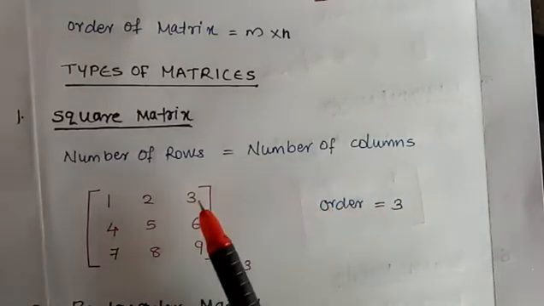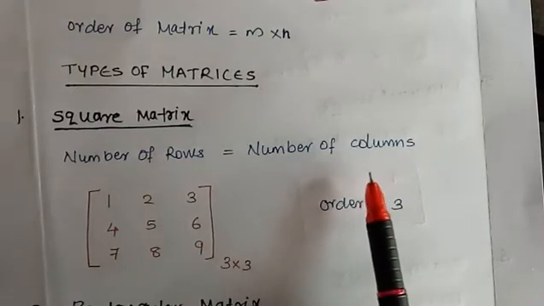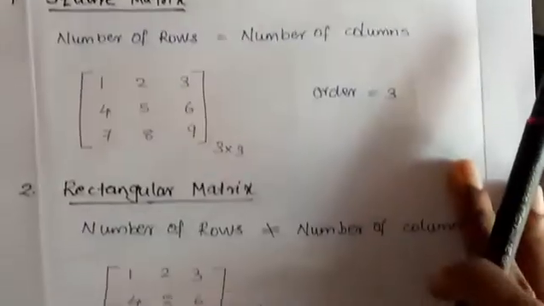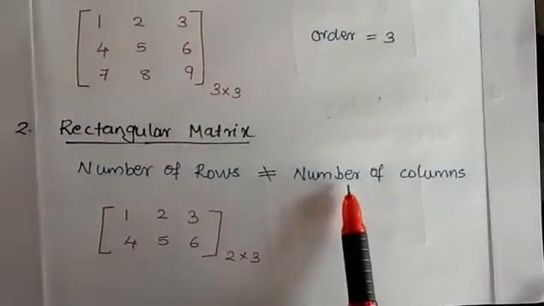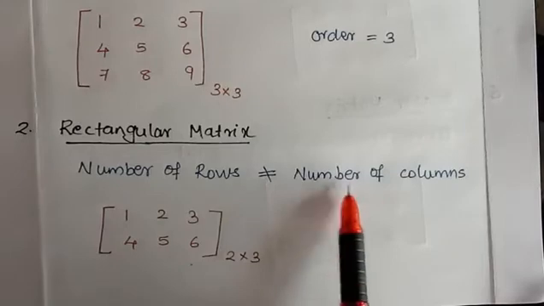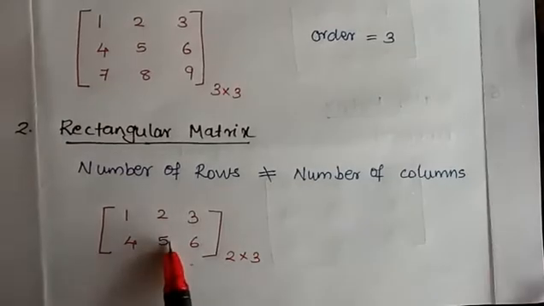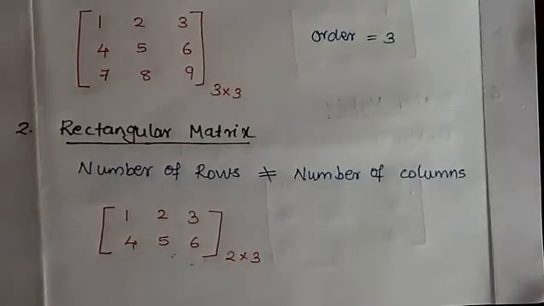So if the number of rows is equal to the number of columns, then that kind of matrix is called a square matrix. And another one is the rectangular matrix. In this case the number of rows is not equal to the number of columns. Here the number of rows is 2 but the number of columns is 3. So this kind of matrix is called a rectangular matrix.